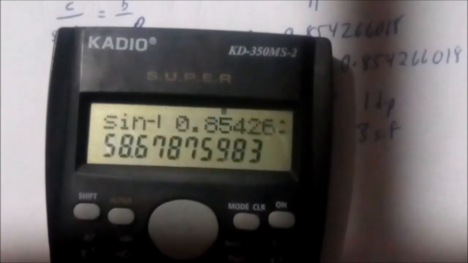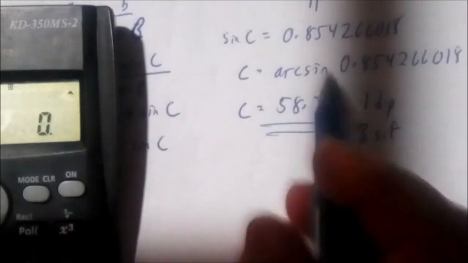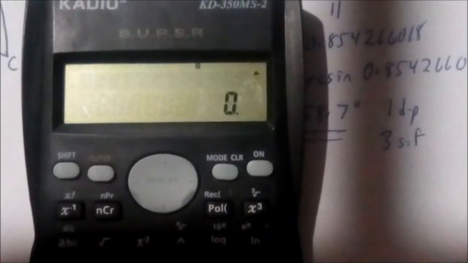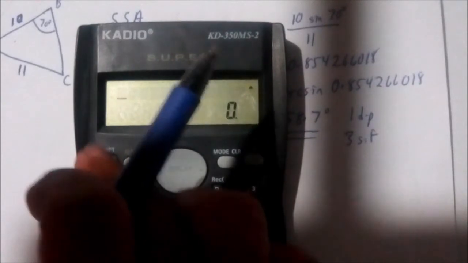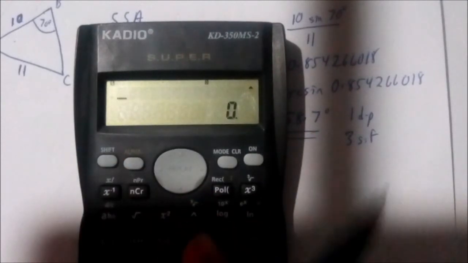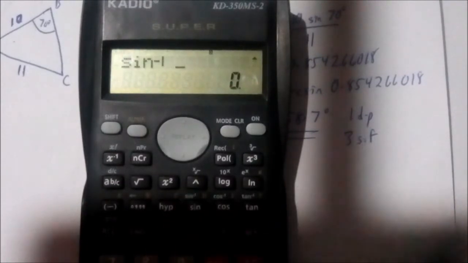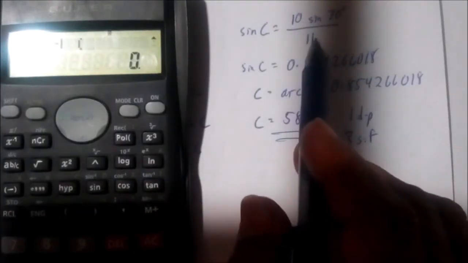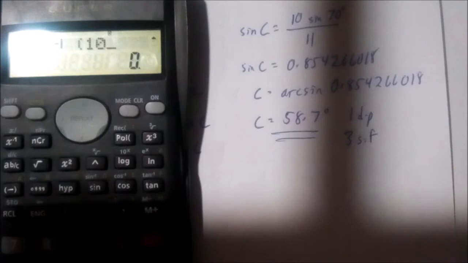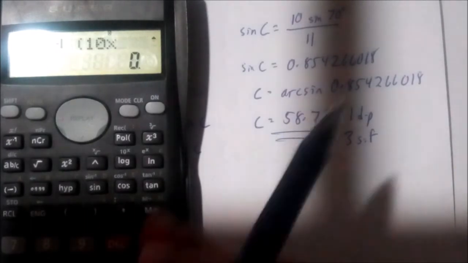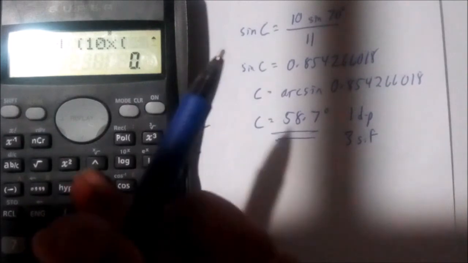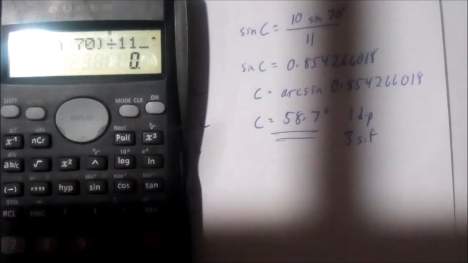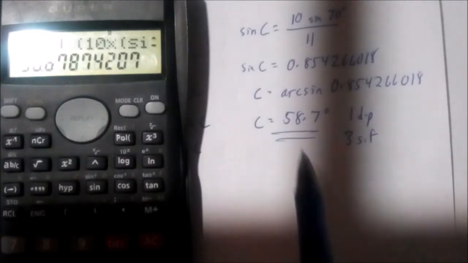Okay, now for those who want to operate your calculator with one operation, you could do it this way. You would put shift sin here. Then you put open bracket, and then you type in this whole operation, which is 10 times open bracket sin 70 close bracket divided by 11 close bracket, and we should end up with the same answer.